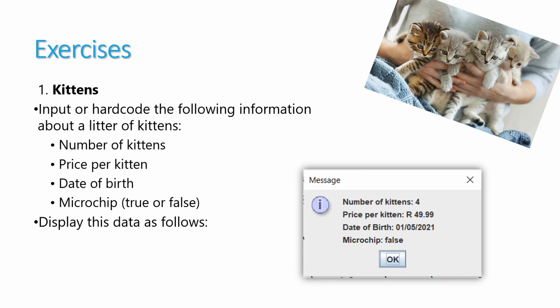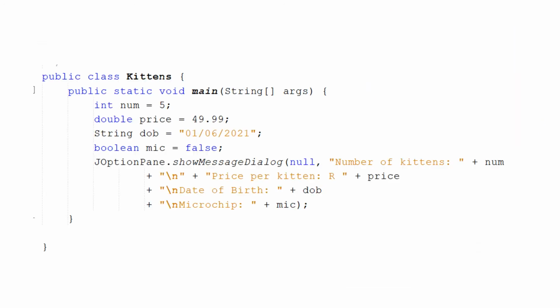Here's an exercise for you to try. This is just to print out some information about kittens, just for you to practice your output. So you can go and practice this. If you want to go and do this exercise, please pause the video here, and I will show you the NetBeans solution on the next page. And you can pause the video and check your output if you want to.